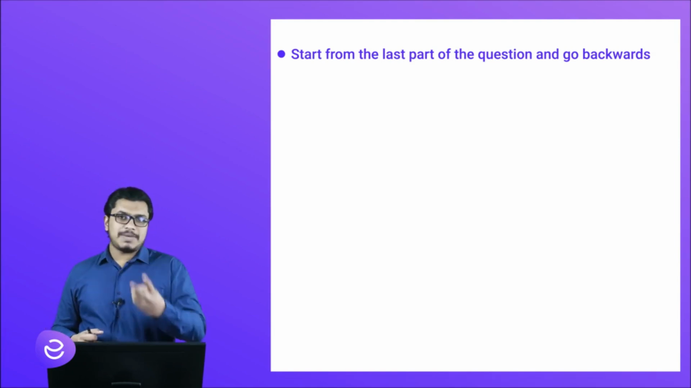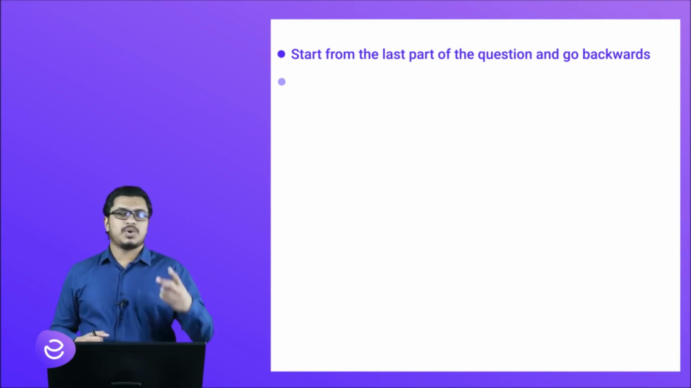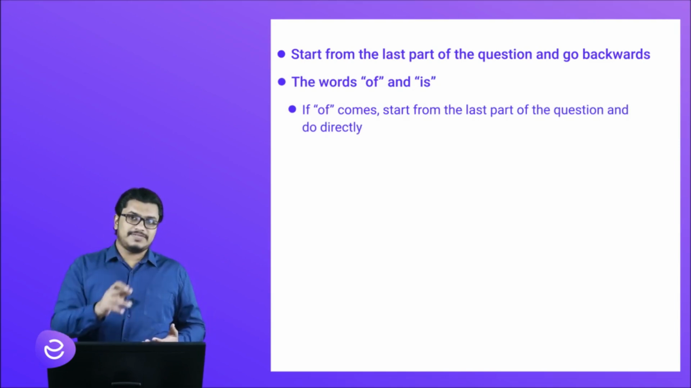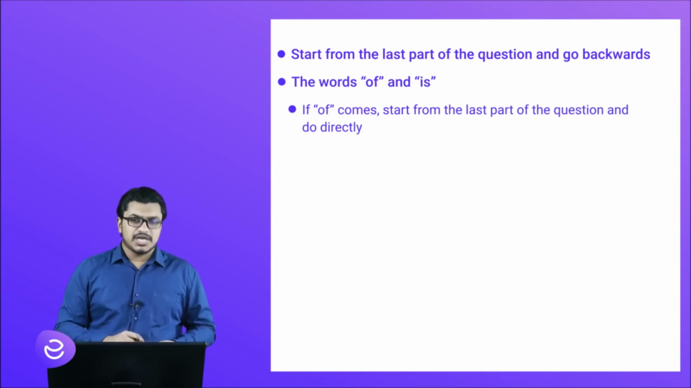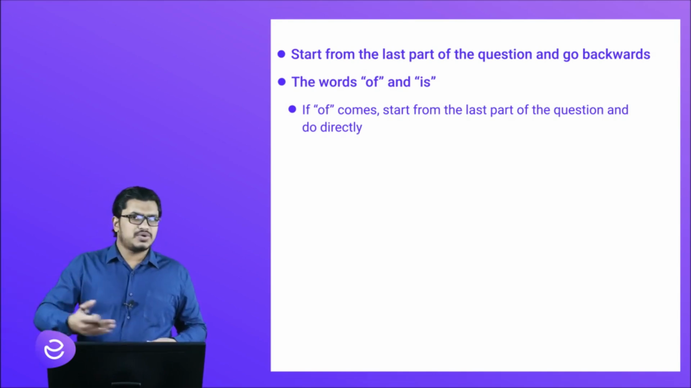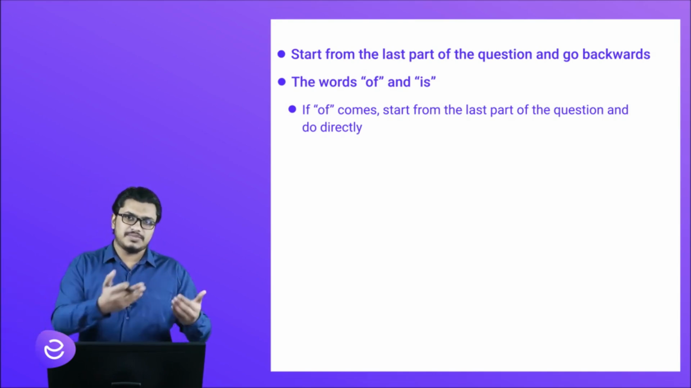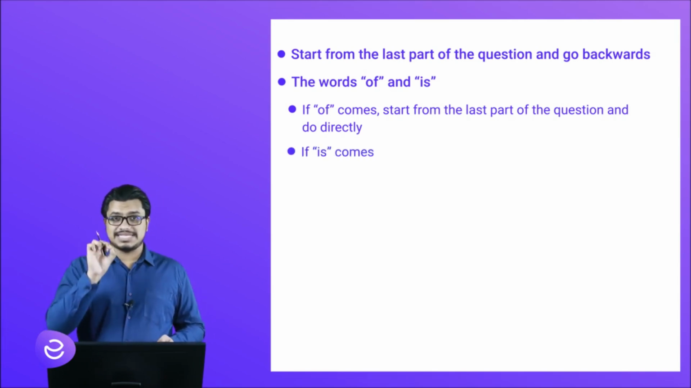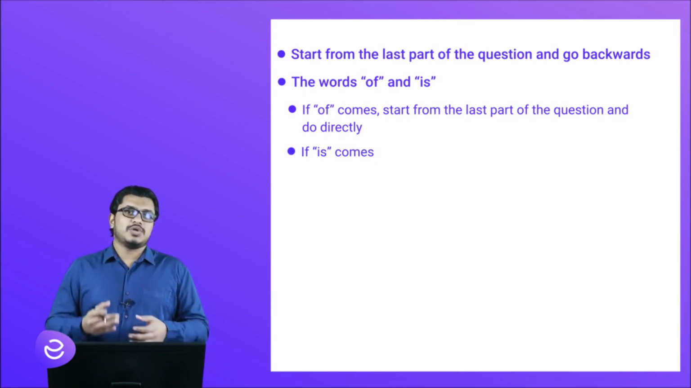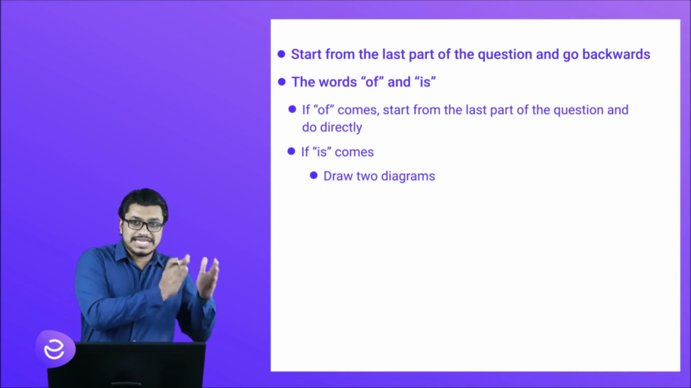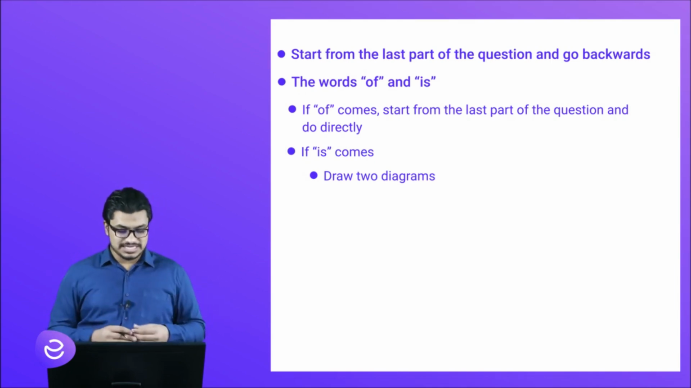Now there are two magic words in the case of blood relation. One of them is "of", OF, and the other one is "is", IS. So if the word "of" comes, you can just start the question from the back side, as I said, and then you can do the questions directly as we'll be doing in the sample questions. But if the word "is" comes, you might have to draw two diagrams. One diagram before the "is" part and one diagram after the "is" part.